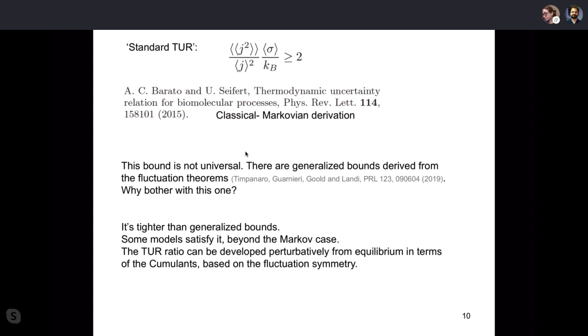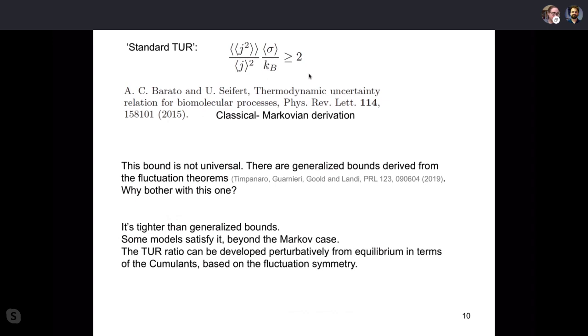So of course, the first question that I have to answer is, why bother with this one? It's not universal. Why do we still care about this one? So in my talk, I will try to argue that this bound deserves our attention. It's quite interesting for several reasons. First, obviously, it's tighter than the generalized bounds, which means that indeed, in some cases, we can violate it.